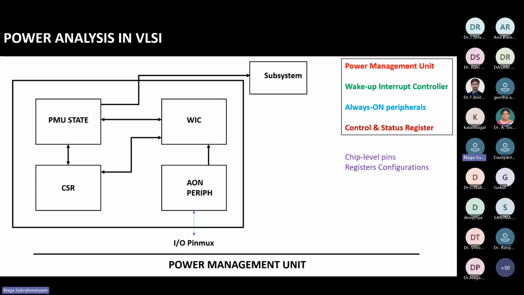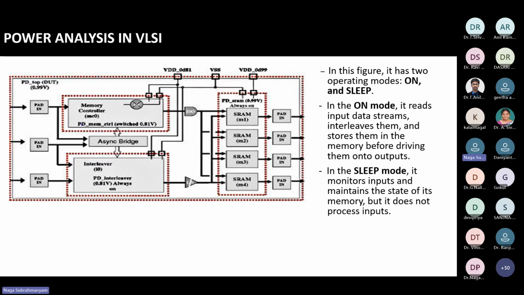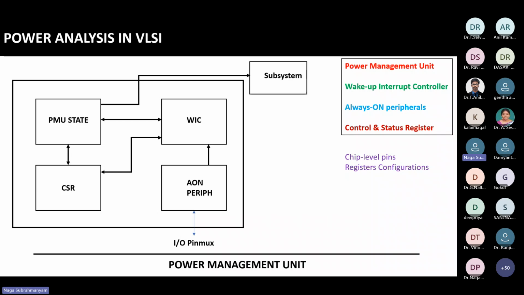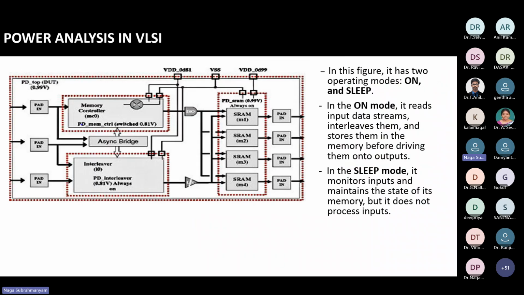Okay. This is the power management unit. So this is one kind of power management unit. This is another kind of power management unit. So this power management unit is working in 2 modes. It's operating in 2 modes: one is on and the other is sleep. In the on mode, it reads the input data stream, interleaves them and stores them in the memory before driving them onto the outputs.